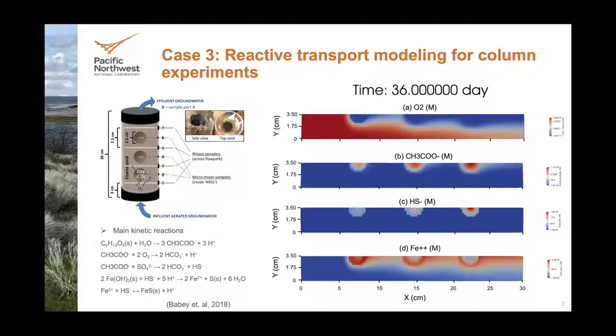of elemental sulfur. And the animation on the right shows the concentration change of some typical species during the column experiment. The oxygen comes into the column from the left, and this simulation reaches a steady state about 10 days after that, when we can see the concentration does not change that much.